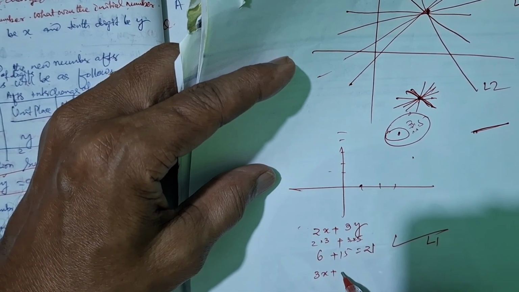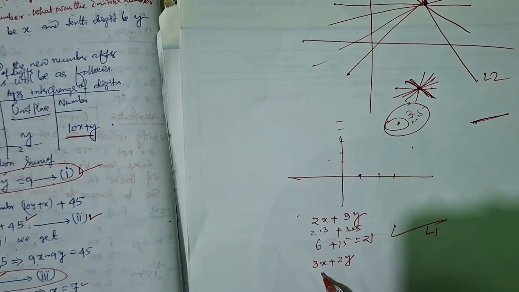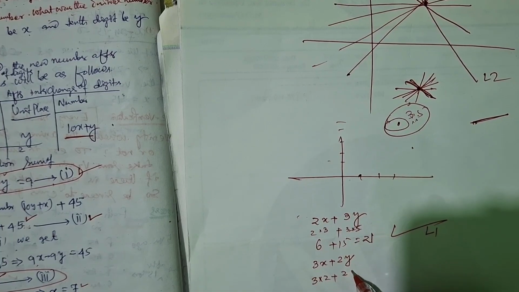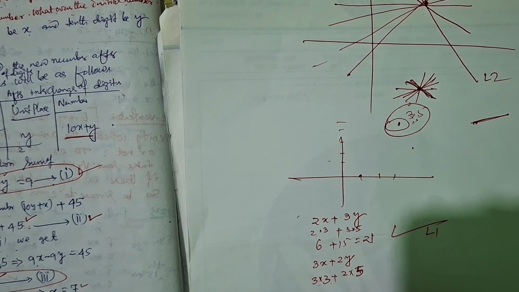3x plus 2y. But 3x, 3 into 2 plus 2 into 3, 3 into 3 plus 2 into 5. 3 plus 3, 9 plus 5 into 2, 10. That is equal to 19.